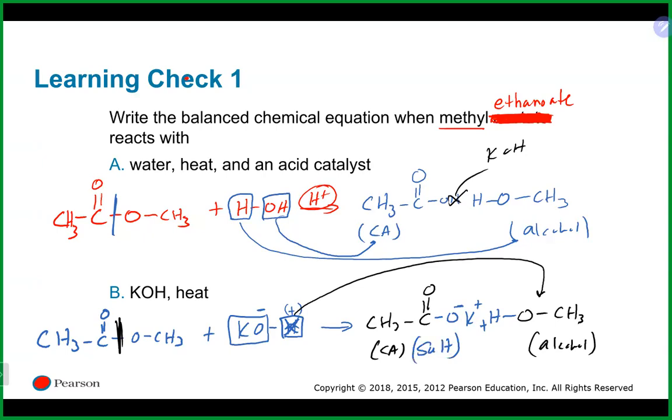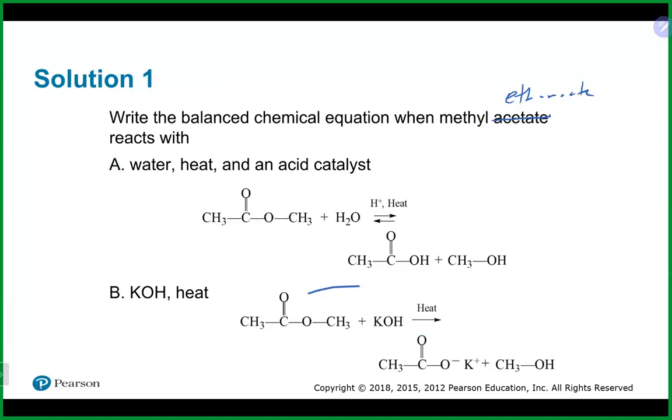So again, because of the basic conditions, there's no way to keep that carboxylic acid still protonated. The hydrogen will want to come off, so you'll get the carboxylic acid salt rather than the carboxylic acid. Any question on the hydrolysis reactions here? Okay. I think that's what those pictures show, so that's good. In that case, all right.